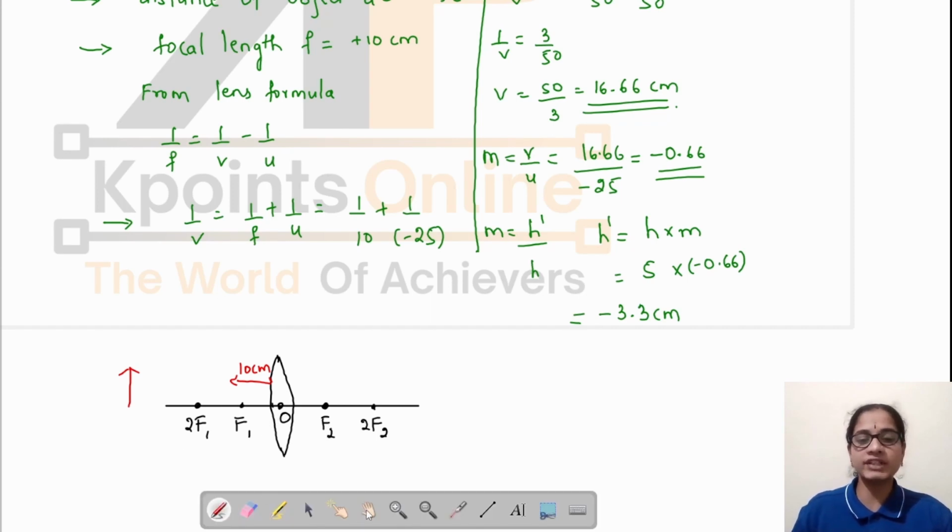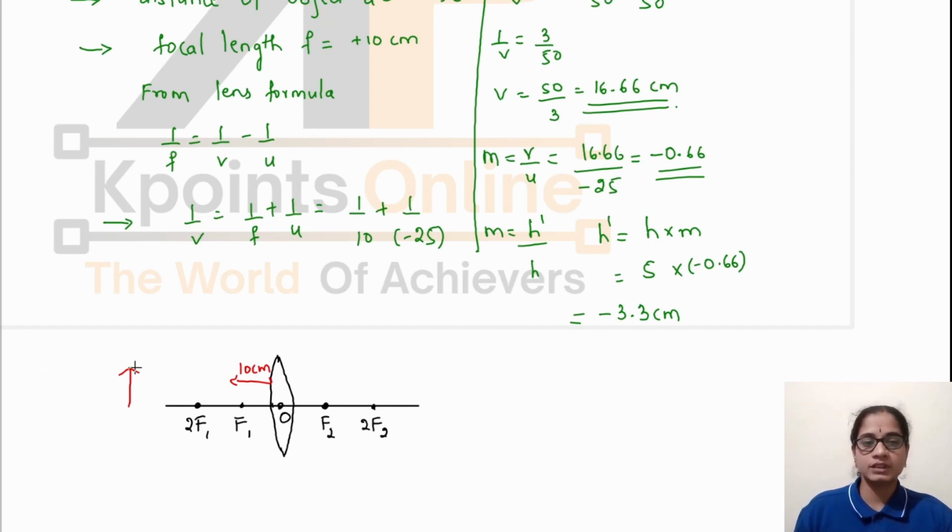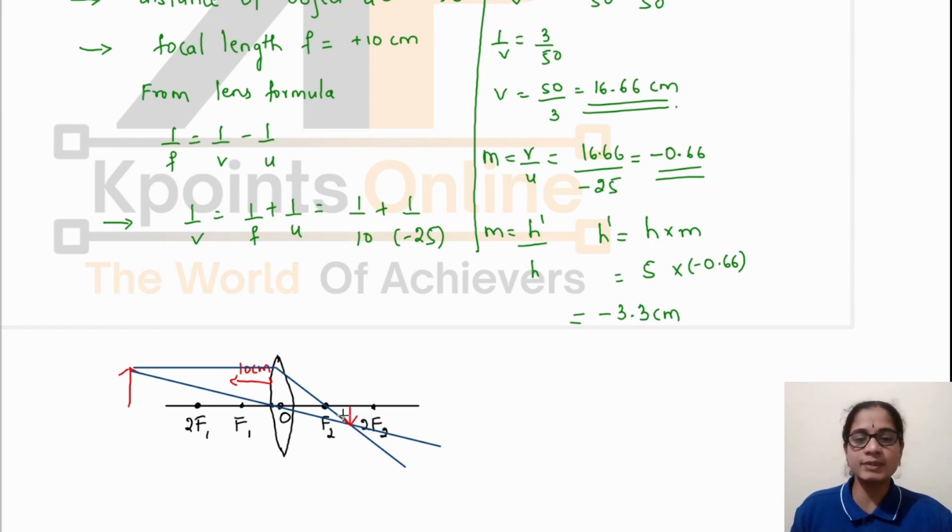Now for the image formation, we have to consider two rays here. One is the parallel ray. After refraction, it will pass through the second principal focus. And one more ray, we shall consider the ray passing through the optical center. After refraction, it will move undeviated. It will not change its direction. So this is the point at which these two rays are meeting. Here is the image formed. The position of the image is between F2 and 2F2. And we have also calculated where it is formed. It is formed at a distance of 16.66 cm from the optical center.